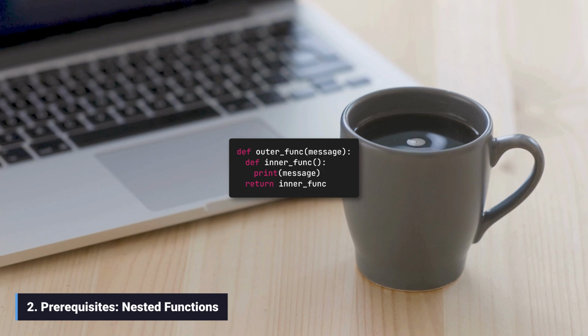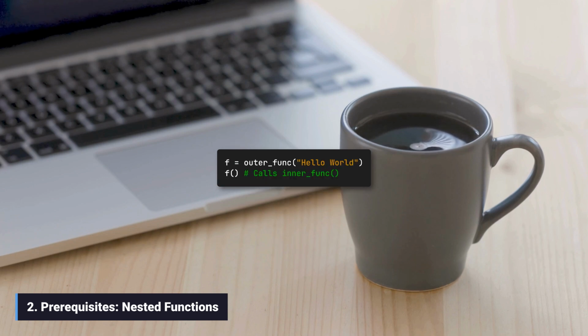2. Prerequisites. Nested functions. Decorators rely on two concepts we've already covered: functions inside another function and returning a function. Here, inner_func is defined inside outer_func, and outer_func returns inner_func. Decorators are built upon this exact pattern. The variable f now holds a reference to inner_func. Calling f executes the inner function, demonstrating how a function can be dynamically generated and returned.